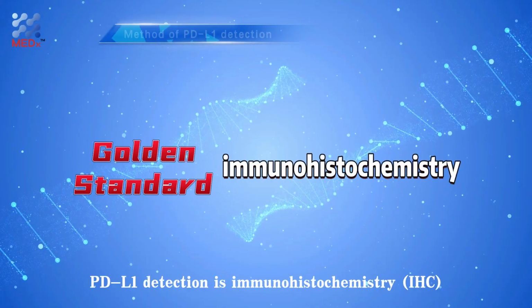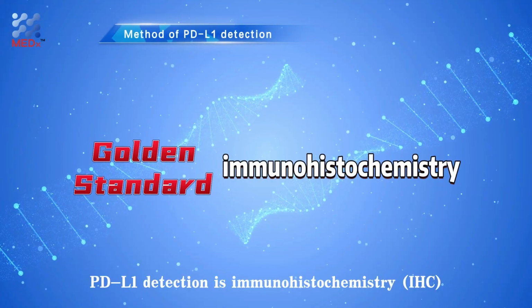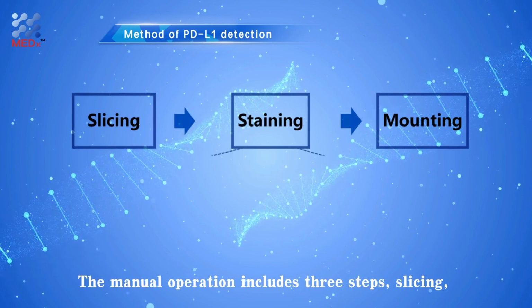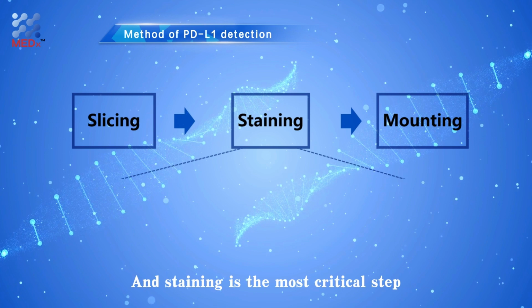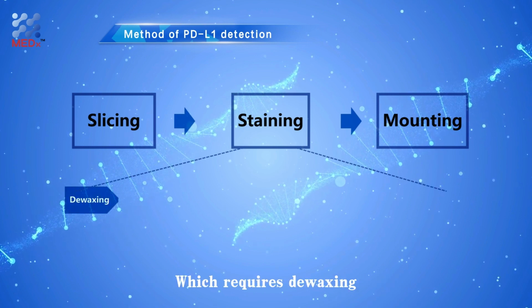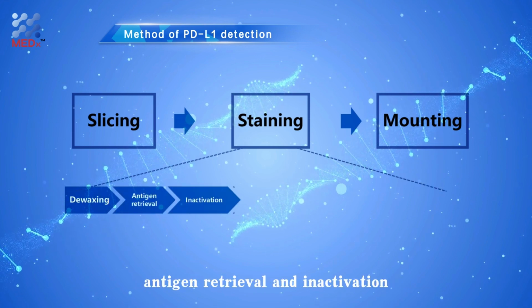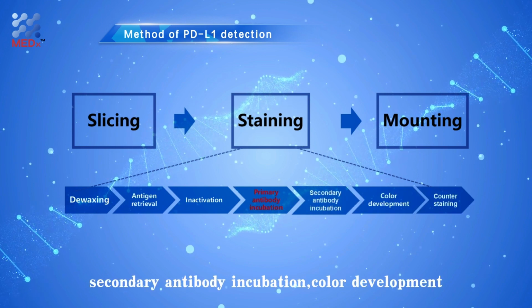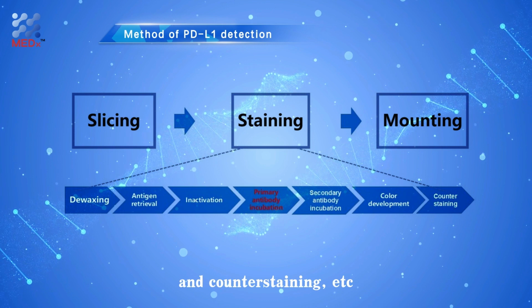The golden standard of PD-L1 detection is immunohistochemistry, IHC. The manual operation includes 3 steps: slicing, staining and mounting, and staining is the most critical step, which requires dewaxing, antigen retrieval and inactivation, primary antibody incubation, secondary antibody incubation, color development, and counterstaining, etc.